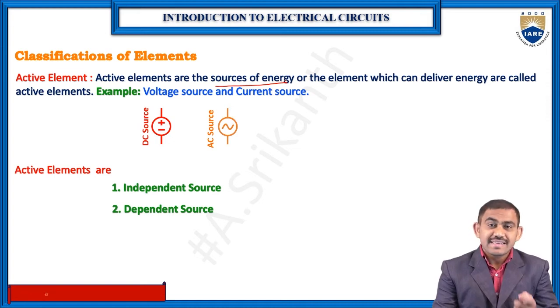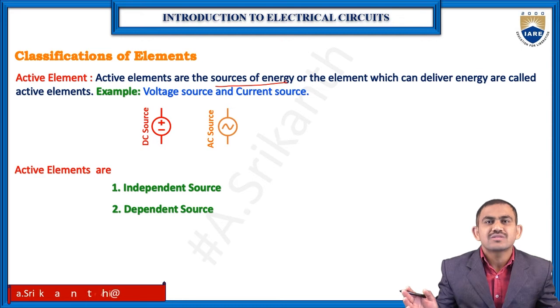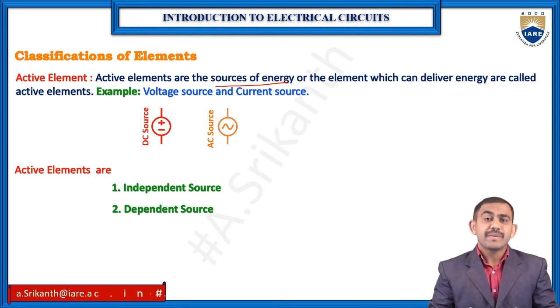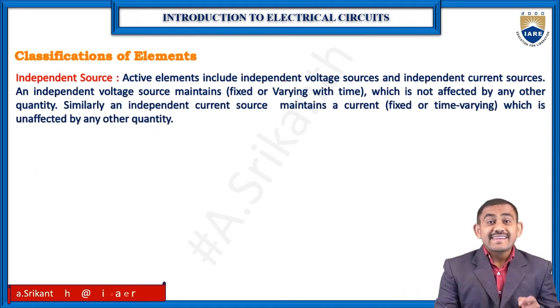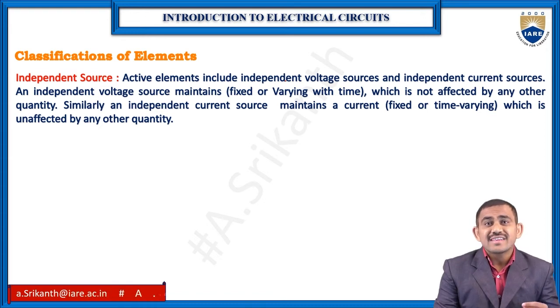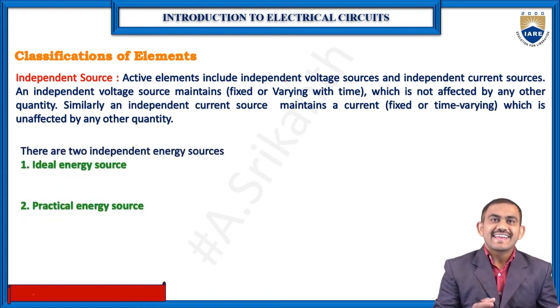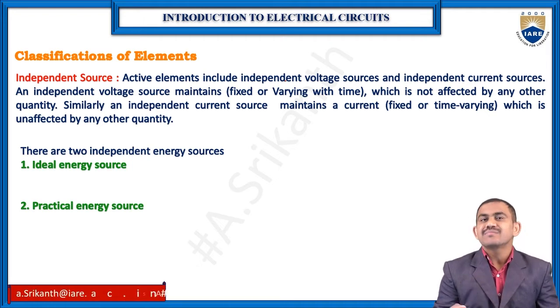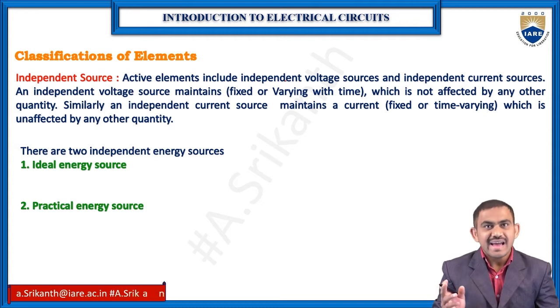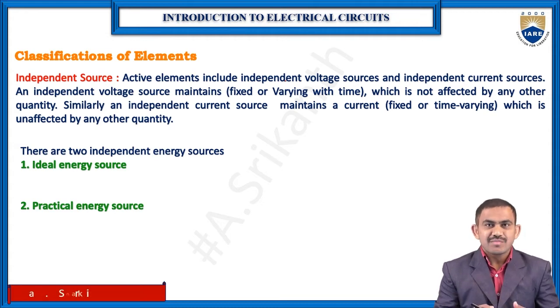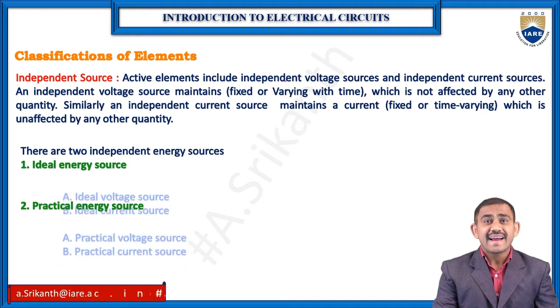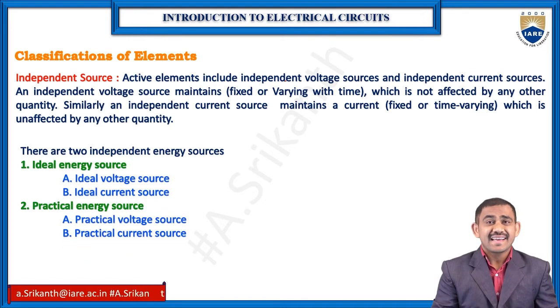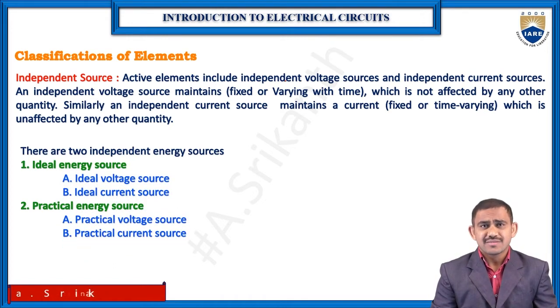In that name you can observe independent. It's an independent source, not depending upon others. Dependent source means it is depending upon others. Again, independent sources are divided into two types, ideal and practical. Ideal means, in my words, imaginary, and practical means what you are doing now. Again ideal is divided into two types, ideal voltage source and ideal current source. Same thing, practical voltage source and practical current source.